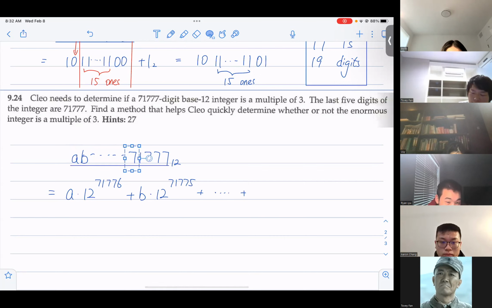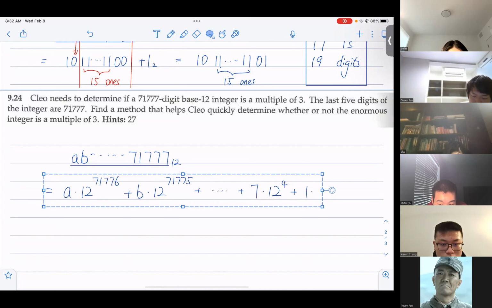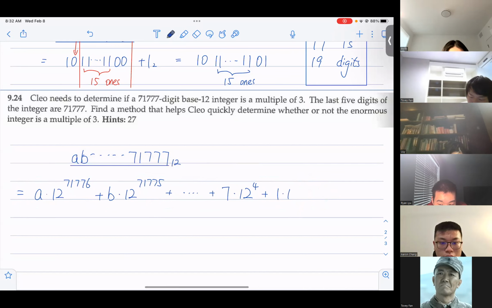What about this 7? Anyone? This 7 is 7 times 12 to the power of what? The first digit here, 4. Good. 7 times 12 to the 4th, right? And then we have 1 times what? So everyone, could you continue to finish it? 1 times 12 to the power of 3. 7 times 12 to the power of 2. And then 12 to the power of 1, and then 12 to the power of 0.